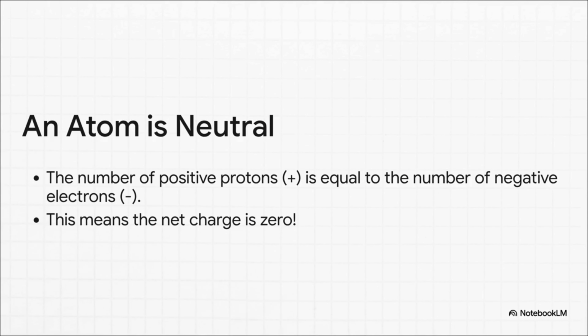Atoms, in their natural state, are neutral. So, what does that mean? It's all about balance. For every positive proton inside the nucleus, there's one negative electron flying around on the outside. All those pluses and minuses cancel each other out perfectly. And what do you get? A total charge of 0.